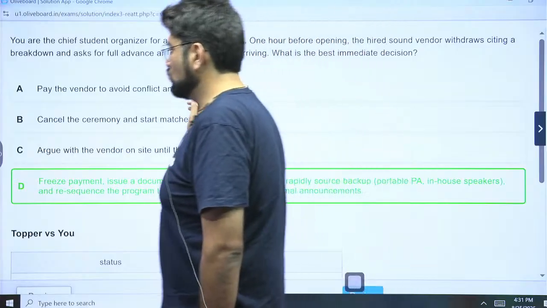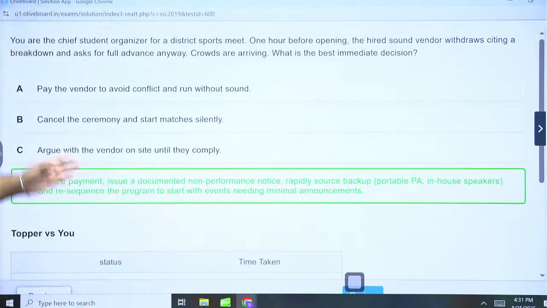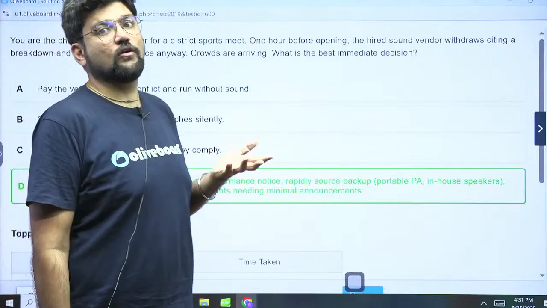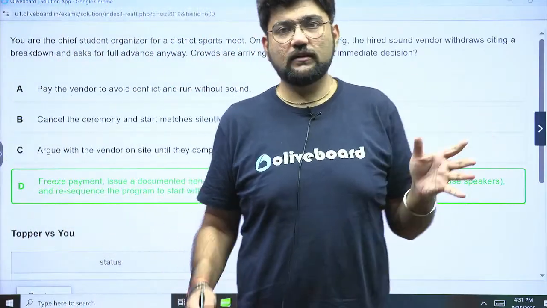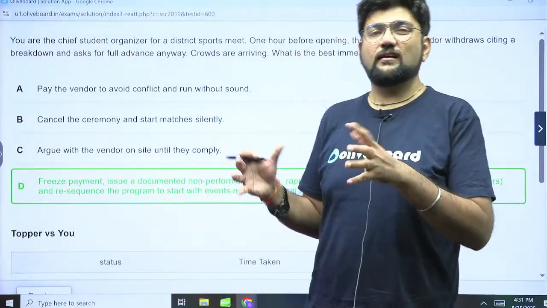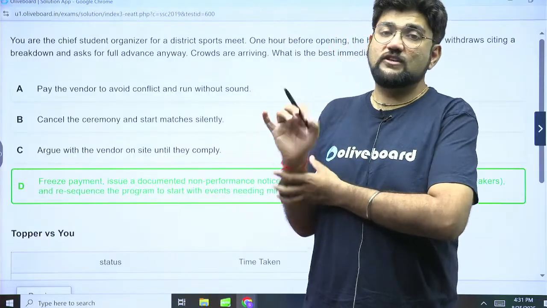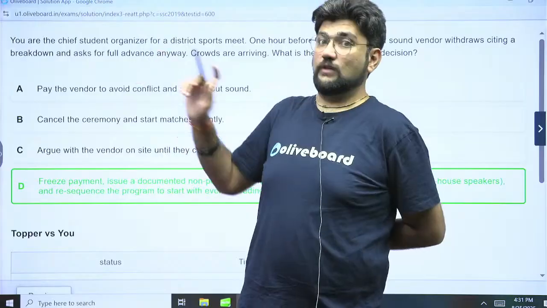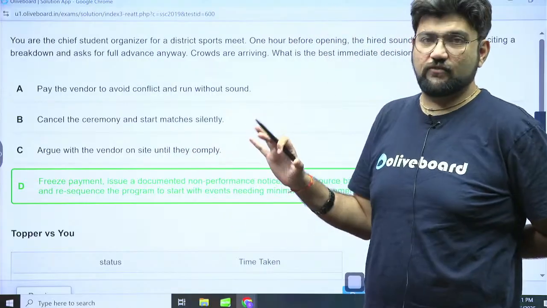Because a lot of people do, in real life, under the pressure, pay the vendor because they are like, I am the organizer, I can't have conflict. They'll pay the vendor, let them go, and then make sure that something or the other is done and managed. But you can't do that. This is encouraging a negative behavior. So you can't do that. In real life, whatever you do, stay away from that.